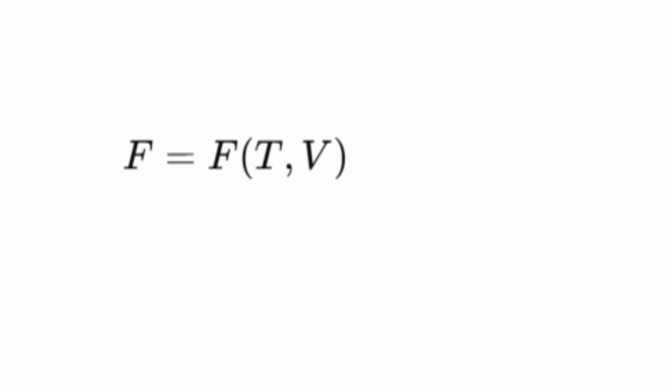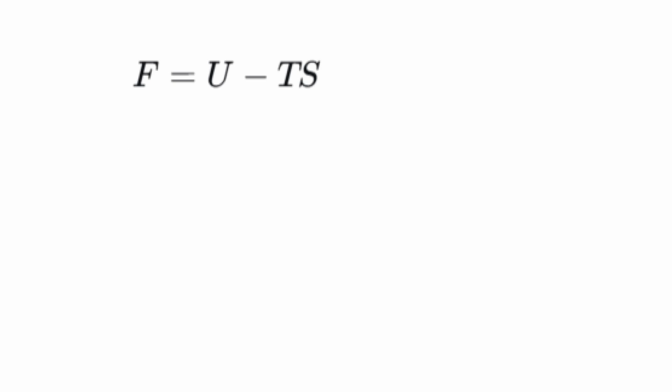We define Helmholtz free energy as F = U - TS, where U is internal energy, T is temperature, and S is entropy. At this stage, the definition may look mysterious. Why do we subtract TS from U? To answer this question, let us first derive its differential form.